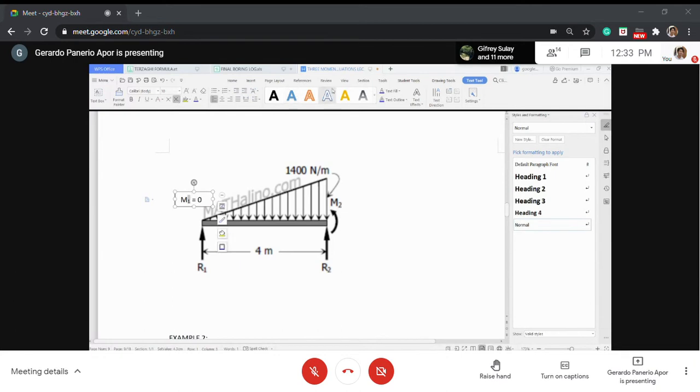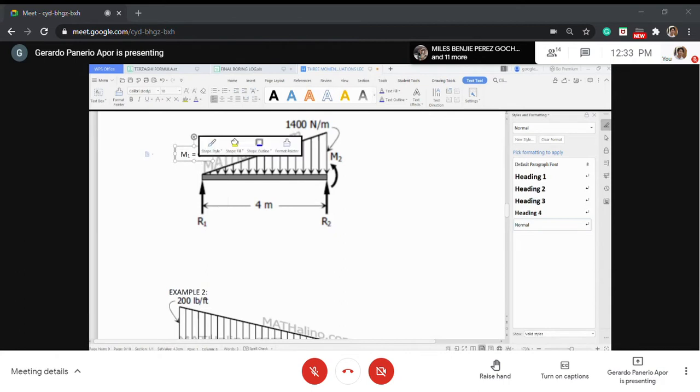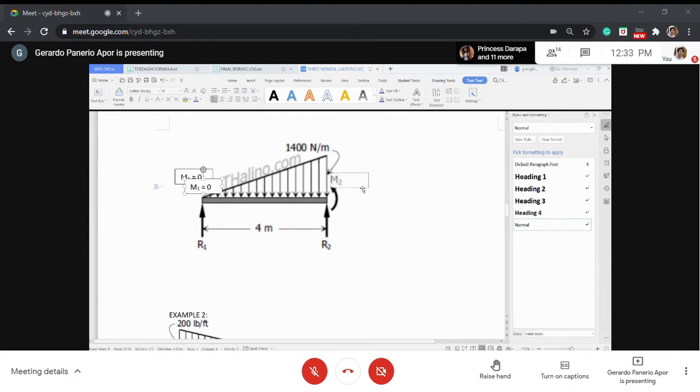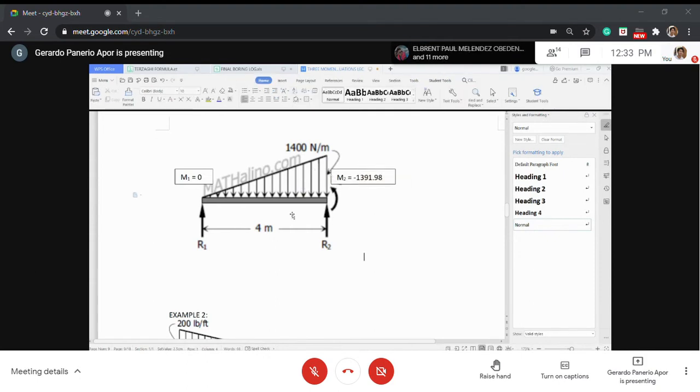To minimize, and then M2 is 1391.98 newton meter. So the sign is negative based on this design condition given. Okay, negative. So with this one you can solve bar two.